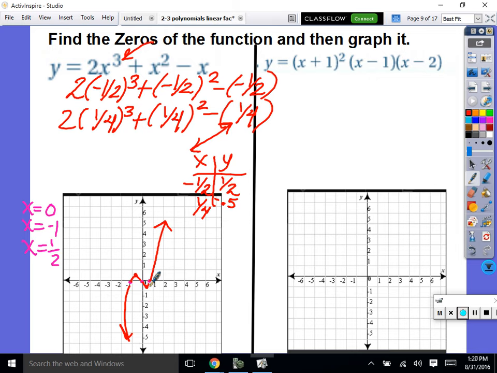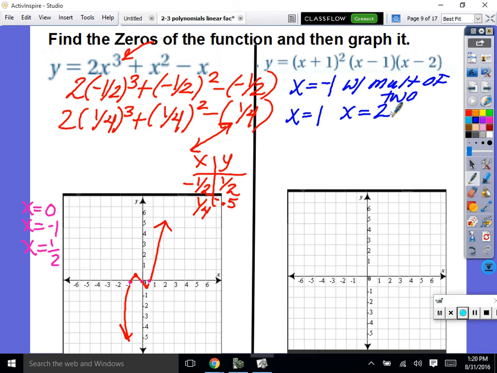Okay, one more quickly. So we have x equals to what? We're graphing it, we need the zeros. x equals -1 with a multiplicity of 2, right? And we have x equal to 1. Okay, let's graph that. So we go -1, it's over 1 and over 2.